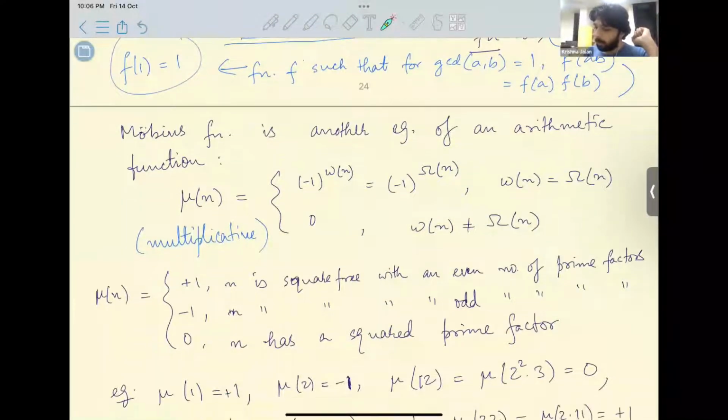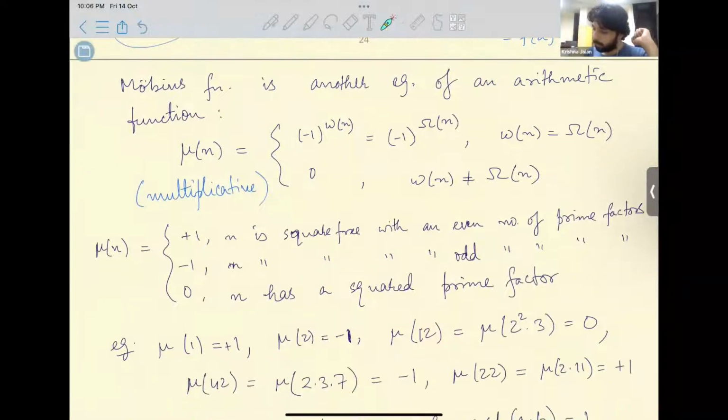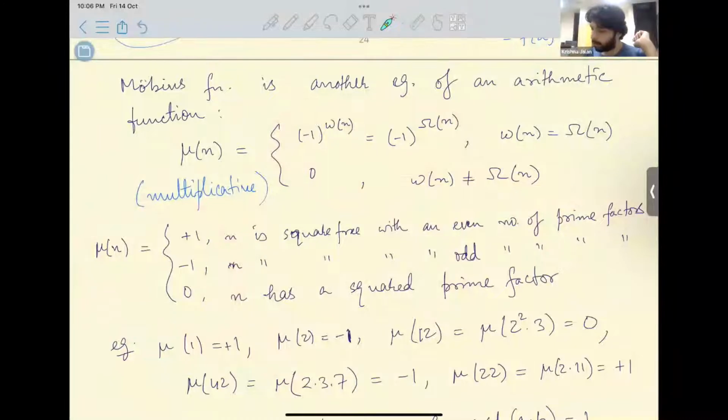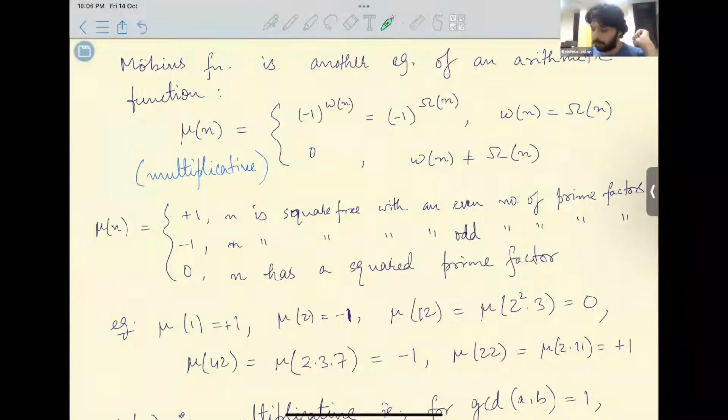Okay, so what is a Mobius function? So the Mobius function is given by this definition, and alternatively it is given in terms of omegas. Okay, I'll explain what omegas are. So mu of n can take only 3 values. So the range of the Mobius function is plus 1, minus 1, and 0. And the domain is the set of all natural numbers.